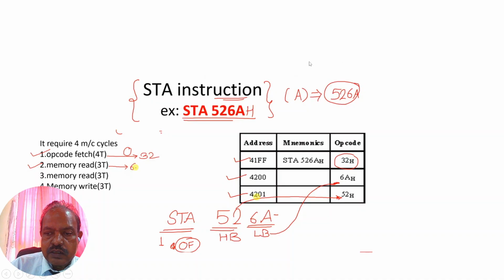Now, in this instruction, the address is given as 526AH. This is the memory location, given in the hexadecimal system. So now what I do here, first I go for the opcode fetch. For the opcode fetch, what will be fetched here? 32H, the opcode, will be there. And 6AH is the lower byte of the address, and next is 52H. So now you understand three things are required here.